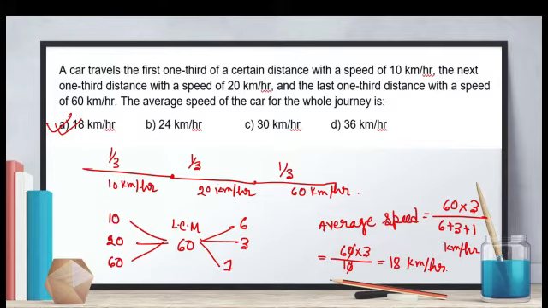So it's very easy. We just need to take the LCM and then divide this LCM by the speeds, and then we'll get the times, and then we'll divide total distance upon total time, and then only we will get the average speed. Okay, hope it's clear. Okay, let's move to another question.